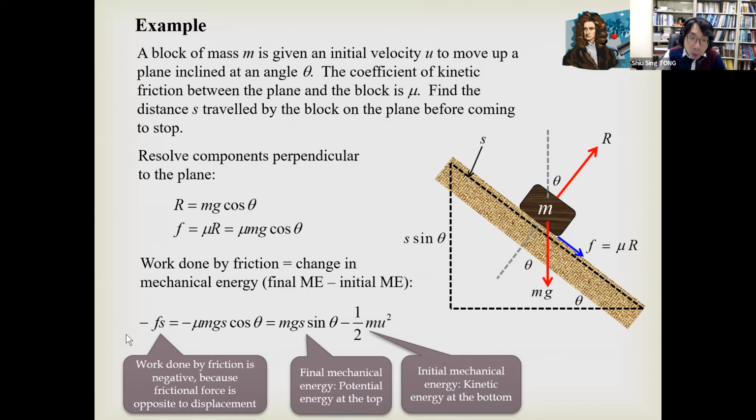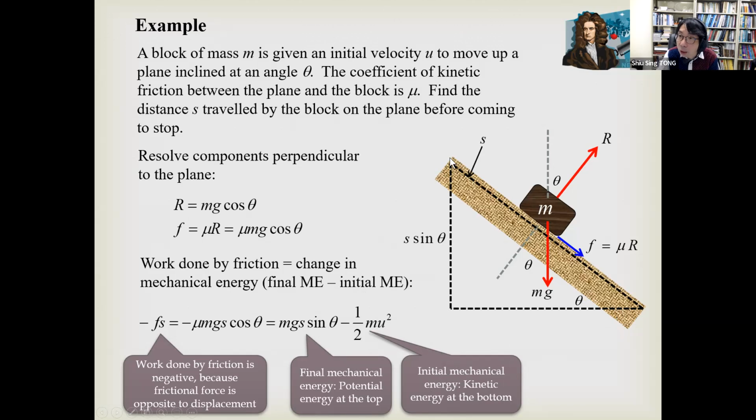Okay. The work done by the friction is equal to what? Equal to minus mu mg s cosine theta. Okay, we simply multiply F by S with a minus sign. And how about the change in mechanical energy? The initial mechanical energy, if you assume the base of the inclined plane as a reference position, then at the reference position, we don't have potential energy. So the only kind of energy at the base is the initial kinetic energy, which is half m u squared. So we have initial mechanical energy of half m u squared.